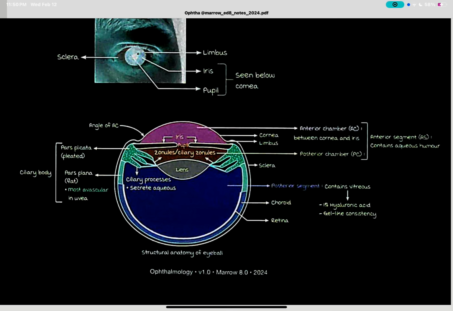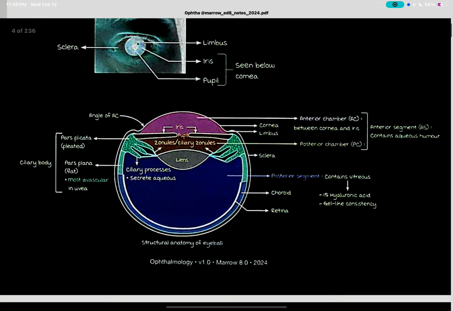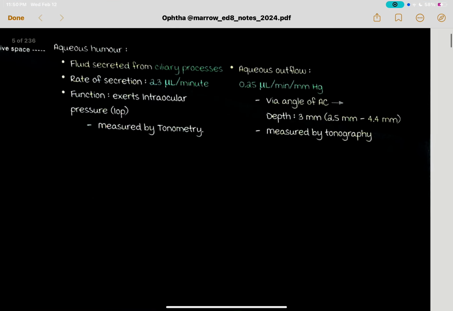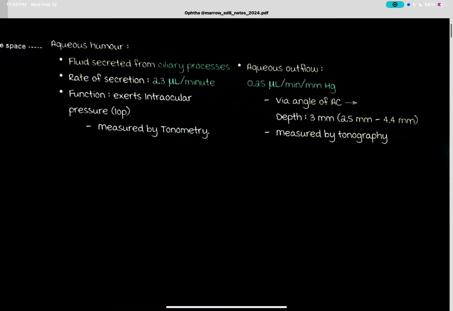Anterior segment contains aqueous humor. Posterior segment contains vitreous humor, and anterior segment contains aqueous humor. Aqueous humor is fluid secreted from ciliary processes.